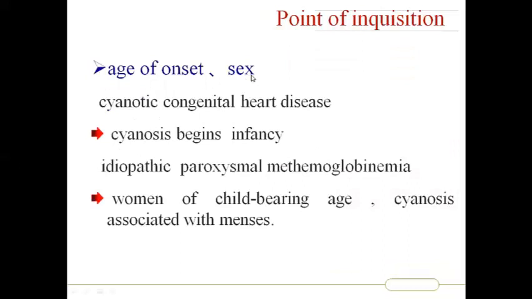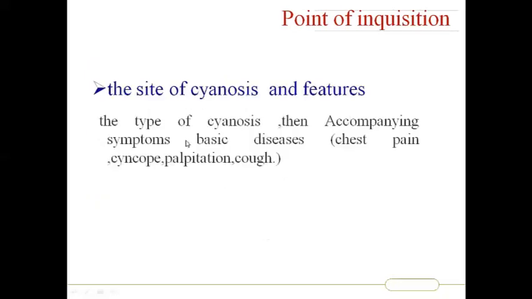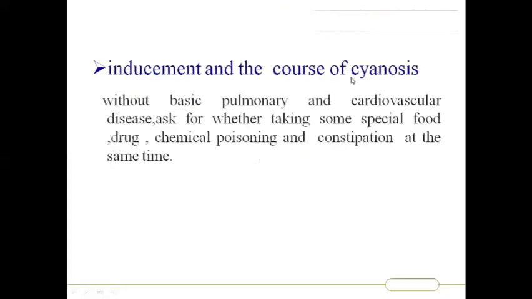Here you can see age of onset, for example congenital heart diseases, where cyanosis begins in infancy; idiopathic paroxysmal methemoglobinemia; and in women of childbearing age, cyanosis associated with menses. Then site of cyanosis, the type of cyanosis, accompanying symptoms, basic disease like chest pain, syncope, palpitation, cough, and inducement and course of cyanosis without basic pulmonary and cardiovascular disease. Ask the patient whether they are taking some special food, drug, chemical poisoning, and constipation at the same time.